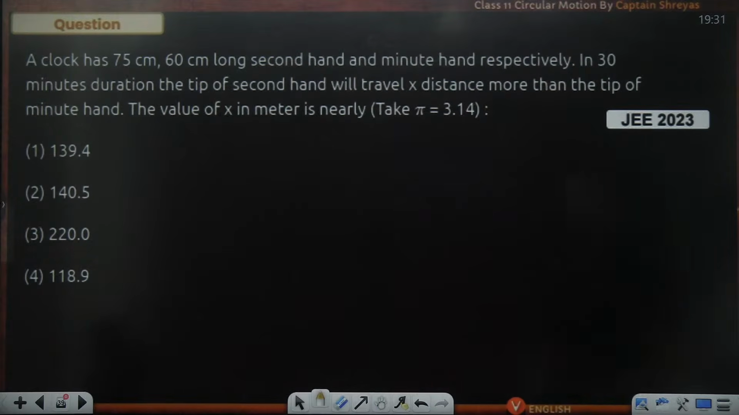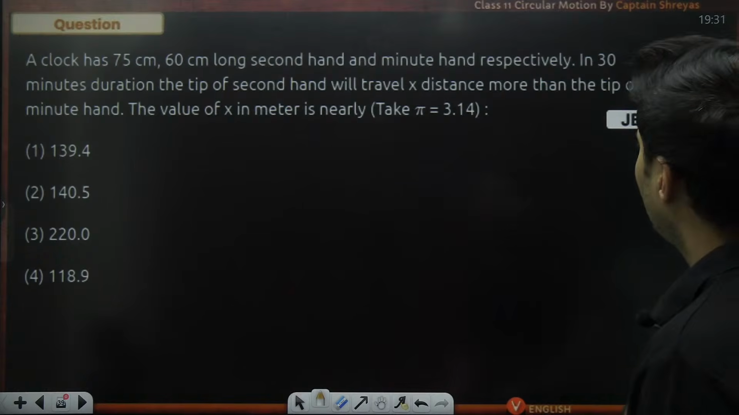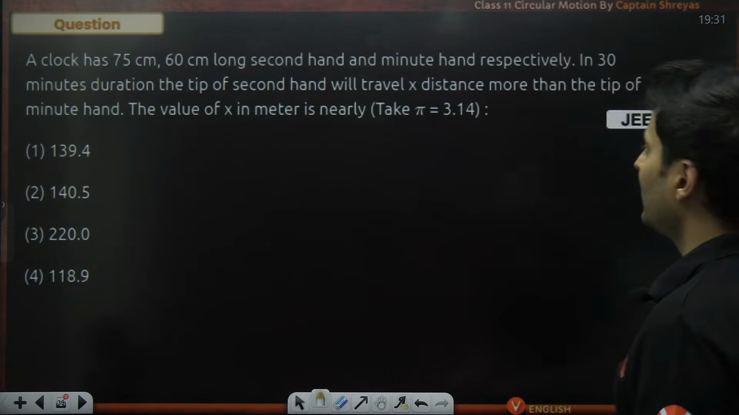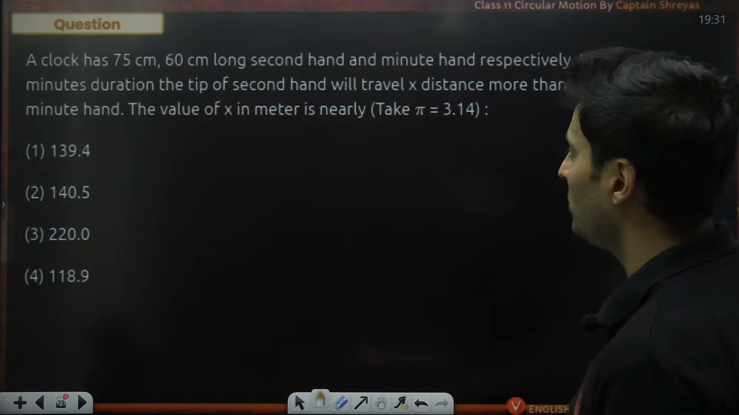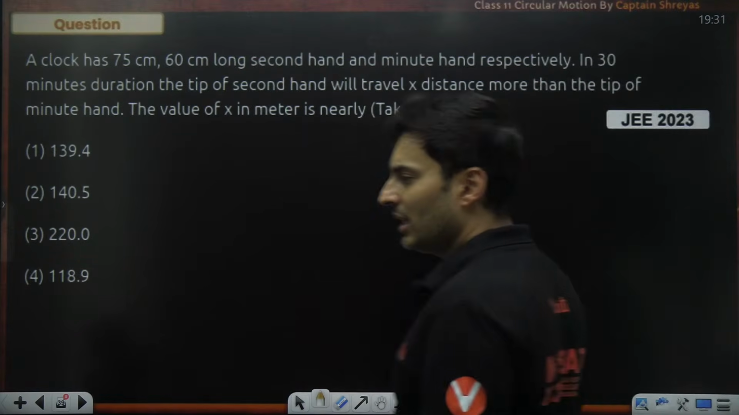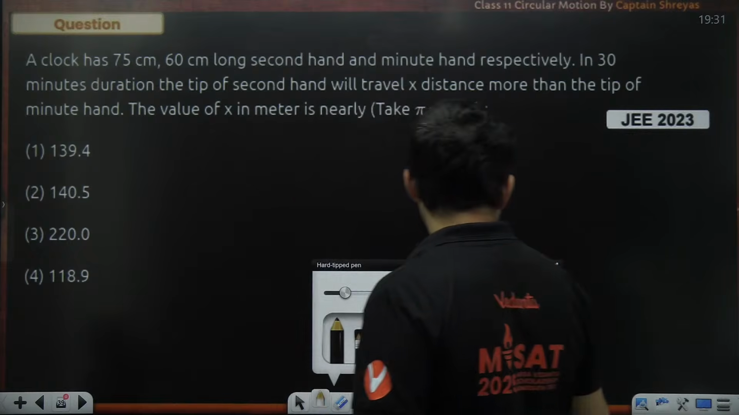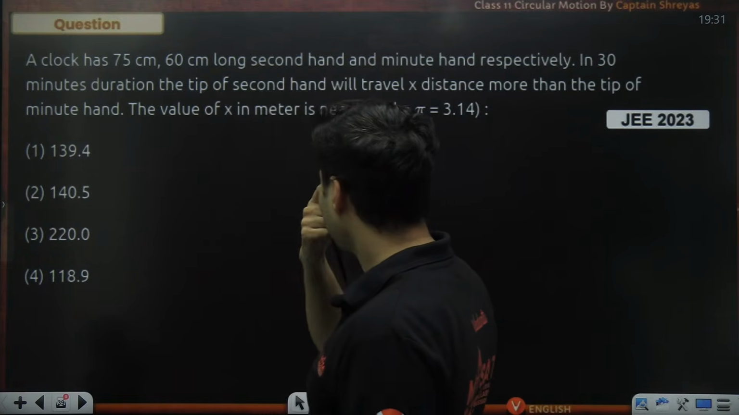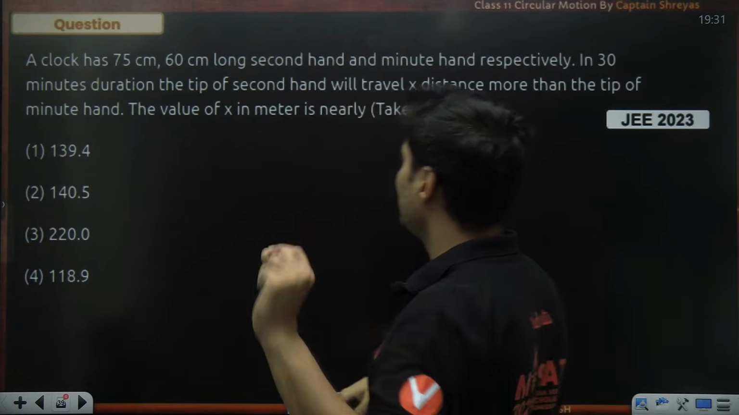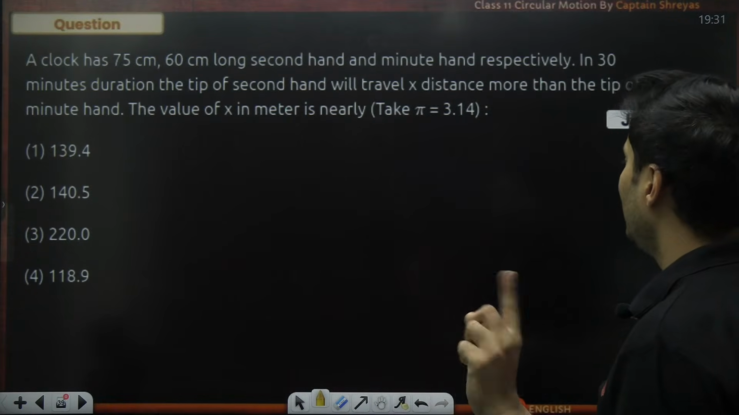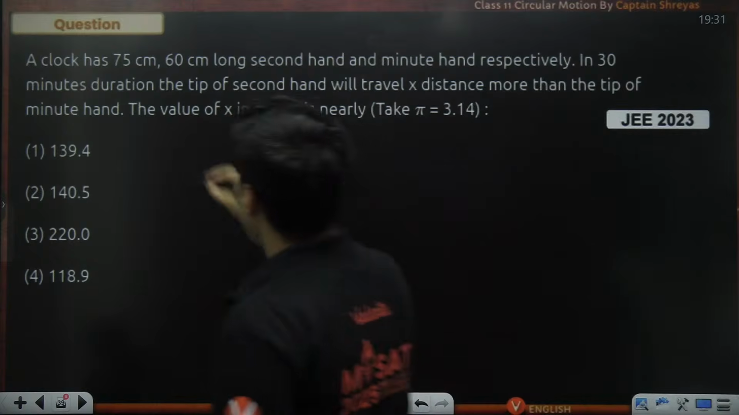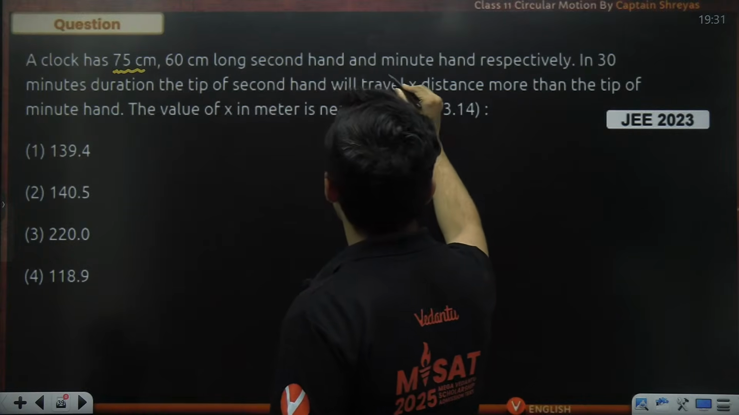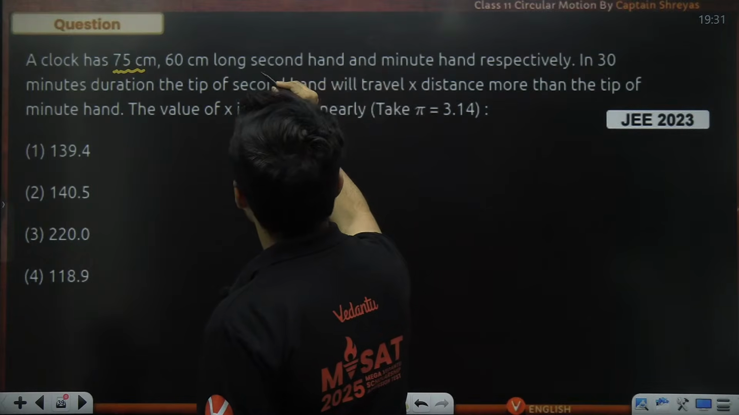Okay. A clock has some length. Second hand, minute hand, respectively, in 13 minutes duration, the tip of the second hand will travel X distance more than the tip of the minute hand. I think it's based on the length of the arc concept. Okay. Let's think about it. See, guys, 75 centimeters and 60 centimeters, second hand and minute hand.